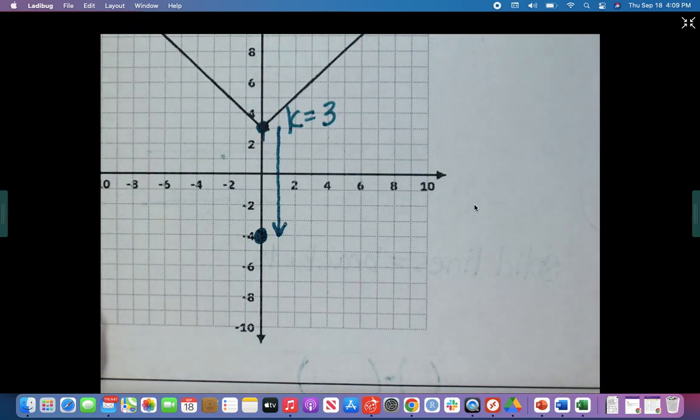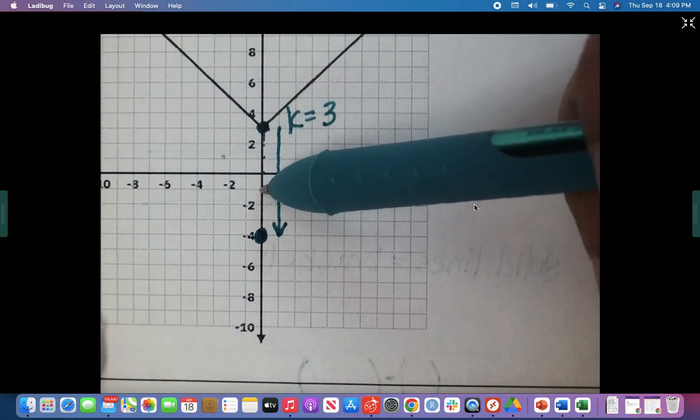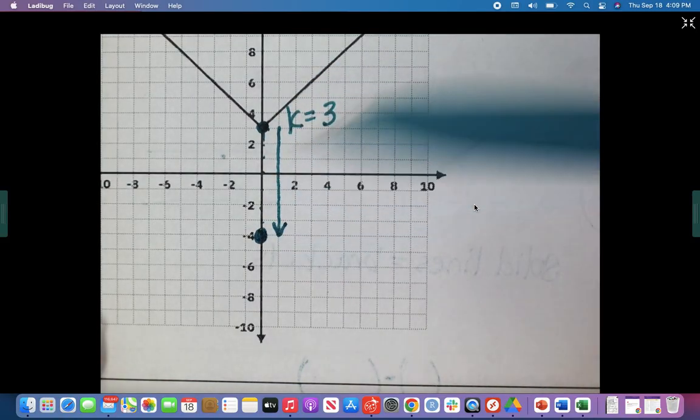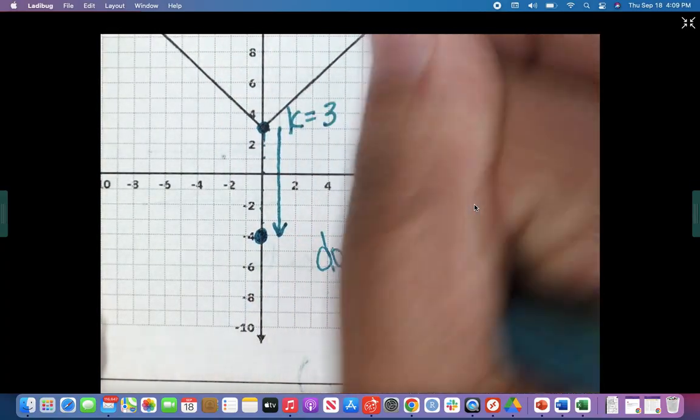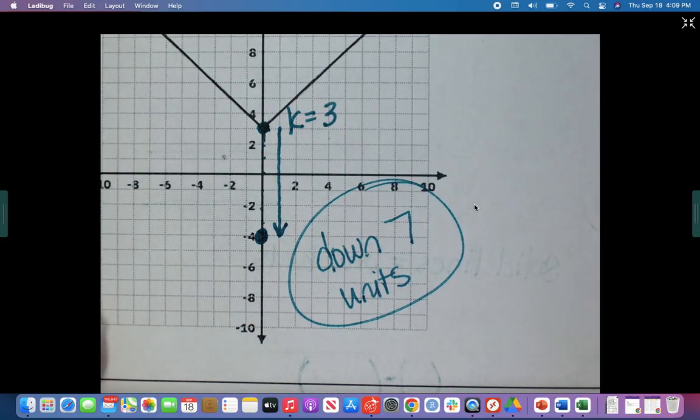So down how many? 1, 2, 3, 4, 5, 6, 7. So that's going to be down 7 units. So that right there, final answer.